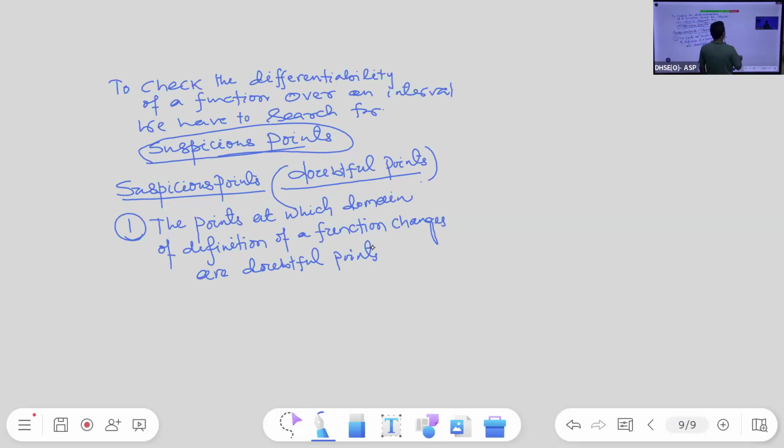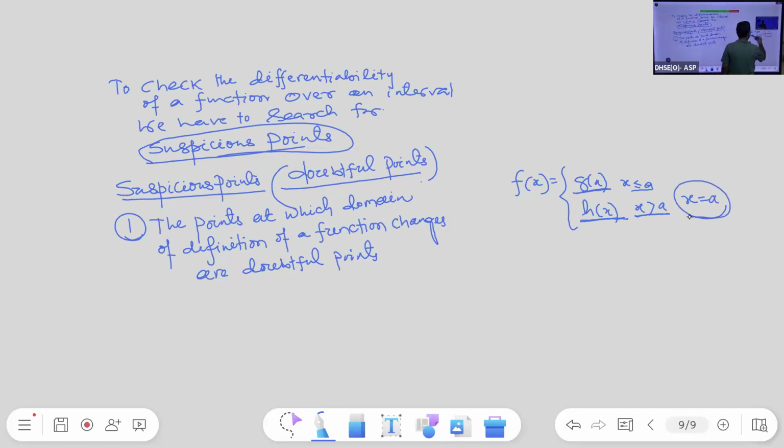What do you mean by the domain of definition of a function changing? You might have seen that f of x is equal to, suppose, g of x for x less than or equal to a, h of x for x greater than or equal to a. Most questions are written like this. That means for x less than or equal to a, the function is g of x, and for x greater than or equal to a, the function is h of x. So here the domain of definition changes at x equal to a. So x equal to a is the suspicious point. At this point, we have to check the differentiability of the function. Okay, this is one of the suspicious points.